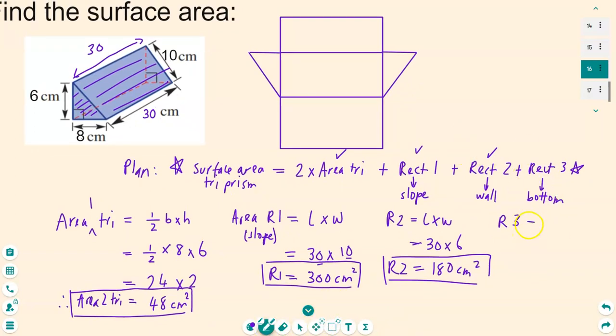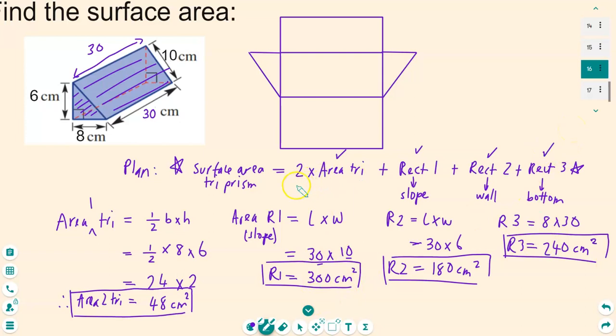Just have a process. Rectangle 3 was the bottom rectangle and its dimensions are 8 by 30. I can just write that straight down. Once you've written the formula a few times, don't have to bother writing it all the time. So 8 times 3 is 24, 240. And there, we've found that.